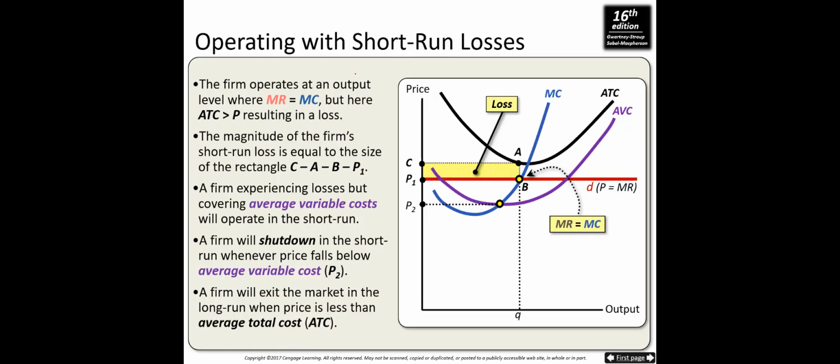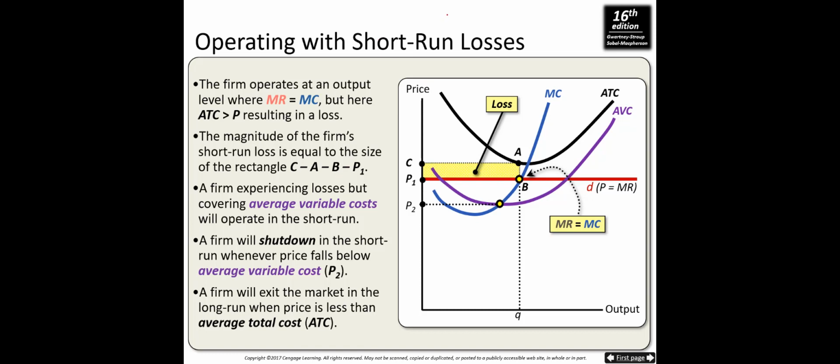So the next topic that we are going to talk about is operating in the short run. It is possible for perfectly competitive firms to operate with short run losses. So you can think the market is not good now, but it's going to get better. Therefore, you continue to operate. But there are some rules you need to follow.